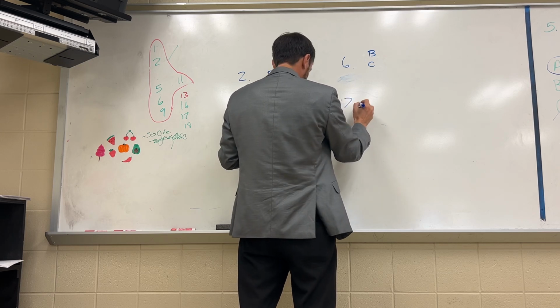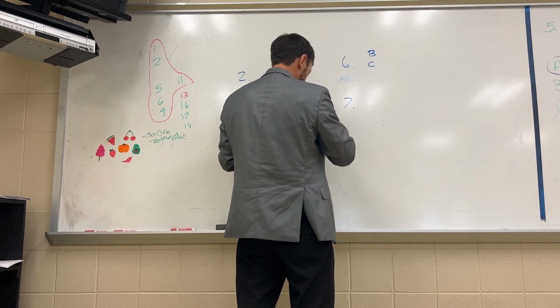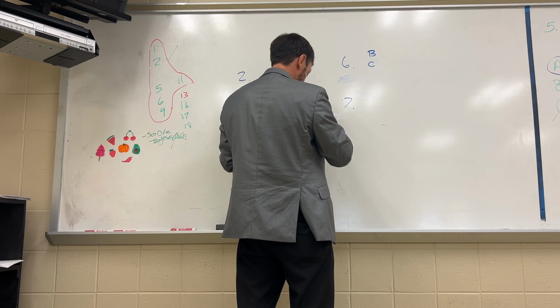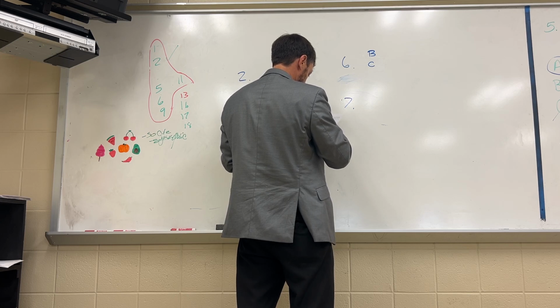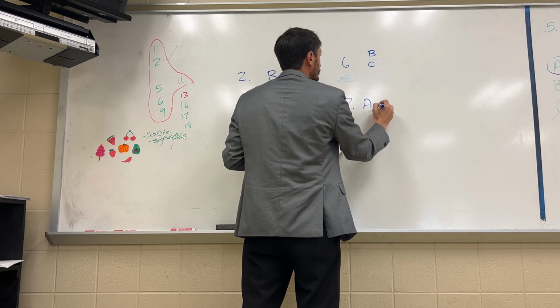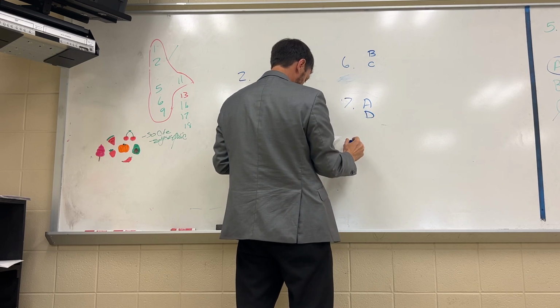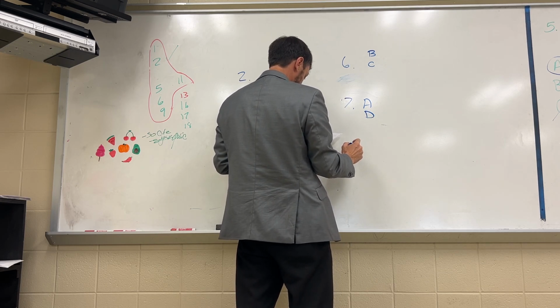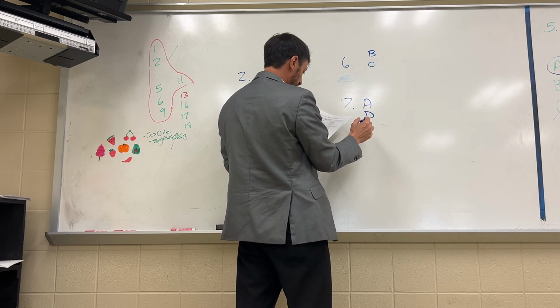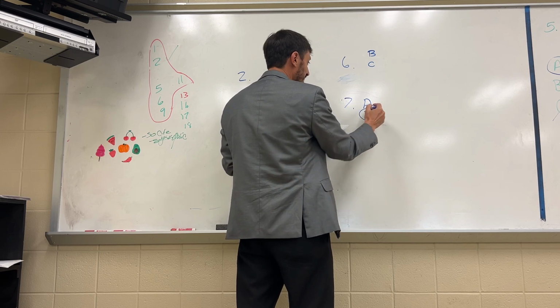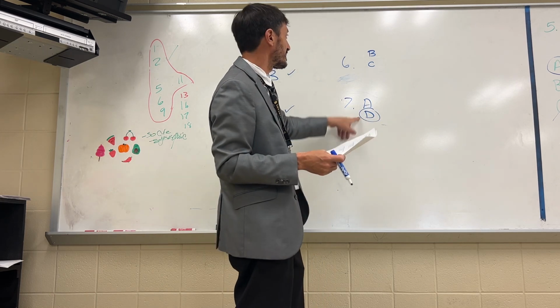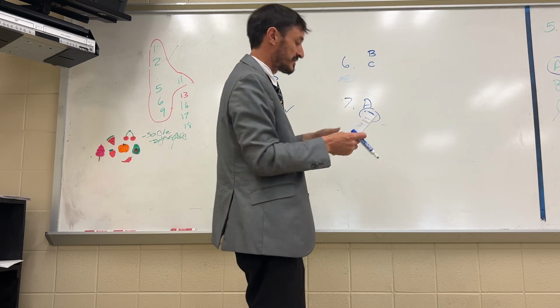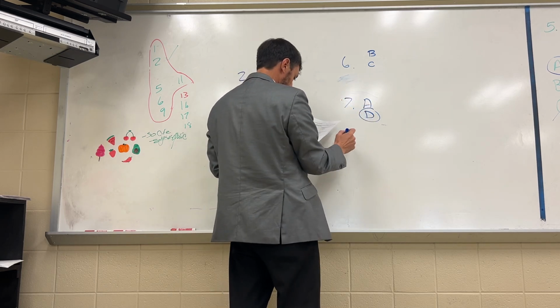Okay, number 7, the answer is A or D. Okay, and I'll give you guys a hint. On number 7, the correct answer is D. If the correct answer is D on number 7, can you figure out which one is the correct answer on number 6? Okay, so put them both together and see.